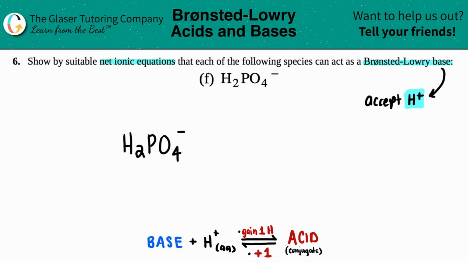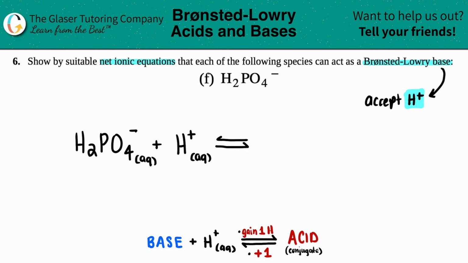H2PO4- plus H+. For a net ionic equation, anytime that you see that you have a charged ion, they're always going to be aqueous. So AQ, AQ. Also, we're dealing with acids and bases, so that's also aqueous as well. Now, I notice that H2PO4- is not on my list of 6 strong bases, so this is going to be in equilibrium. So I have to draw that double arrow.